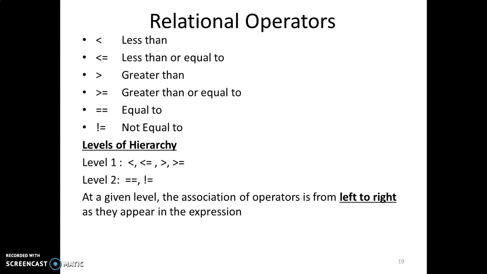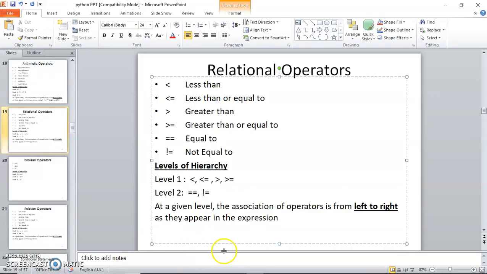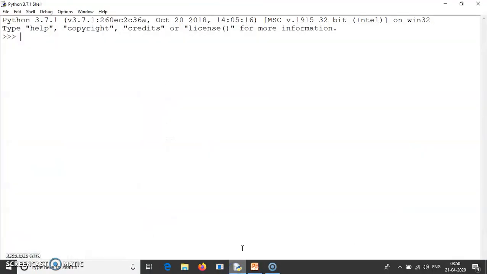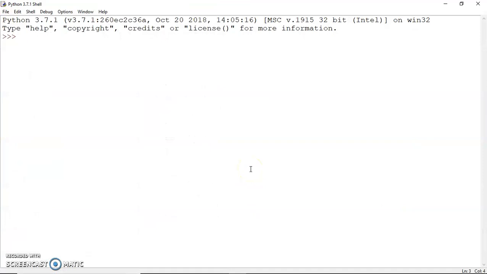expressions. And let us now go to our Python interpreter and see how these operators work. So suppose I've got a variable a as 6 and b as 7. If I write a less than b, I'm checking whether a is less than b or not. So this is a relational expression, and obviously it will return a value. A less than b is true. A is 6, b is 7, so the answer would be true.